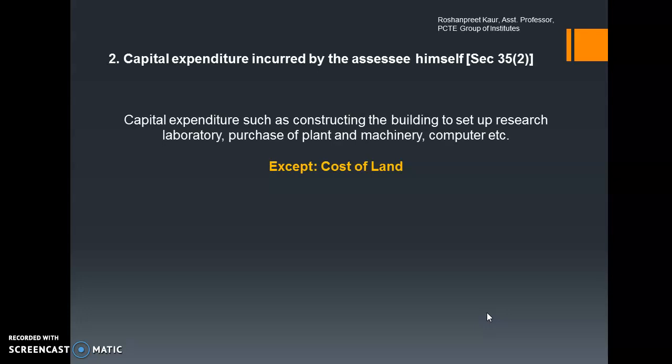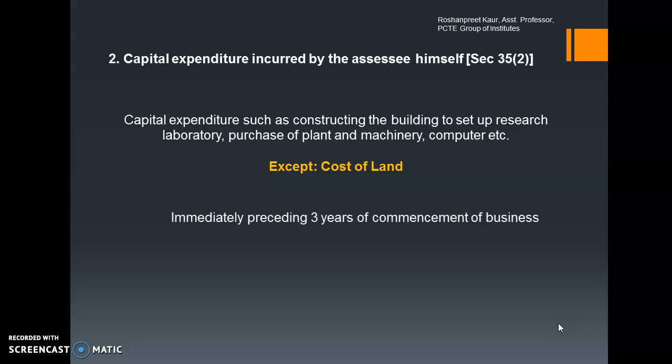Capital expenditure can be in the form of constructing a building in order to set up the research, or the purchase of new plant and machinery. But the exception is that the cost of land will not be included as part of the deduction. That means if any expenditure is incurred to purchase land, that expenditure will not be allowed as a deduction, and will not be treated as an expense.